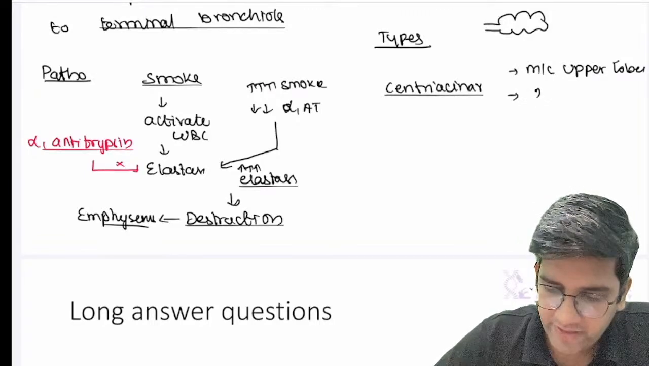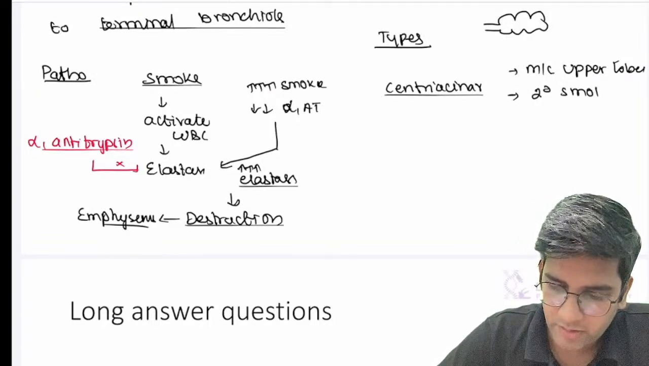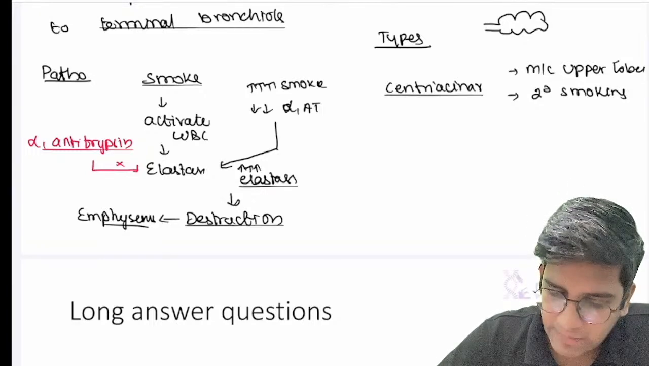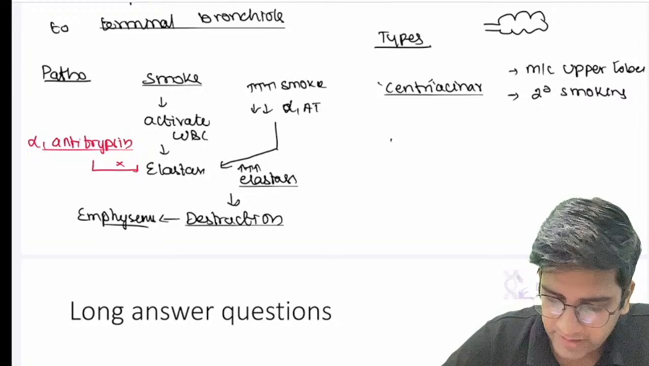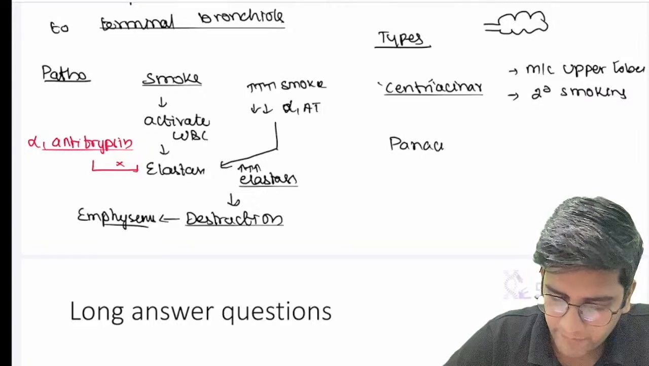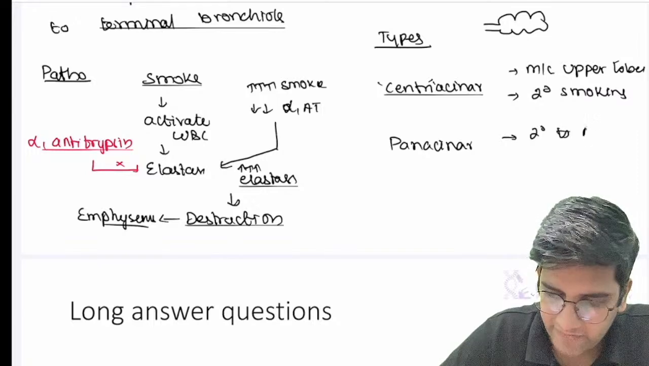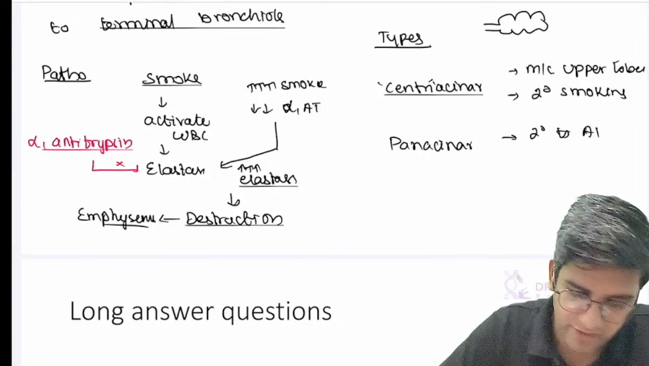Fine. It's secondary to smoking, and it's the most common subtype as well. Where the central part, as the name says, will be dilated. Right. Then we have pan-acinar emphysema. Again, it's secondary to alpha 1 antitrypsin deficiency.